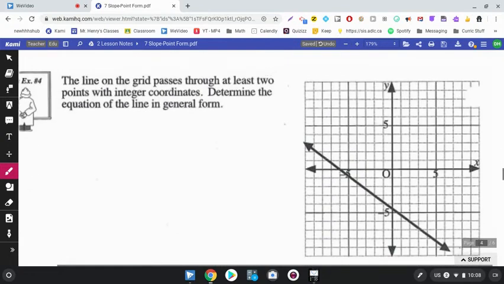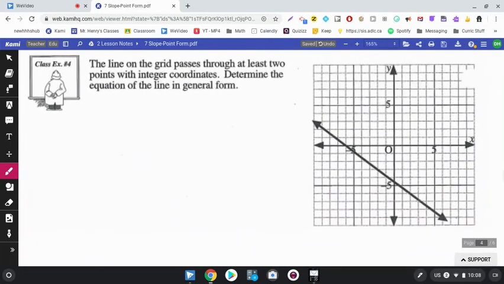Okay, well, let's move on. Here we go. The line on the grid passes through at least 2 points with integer coordinates. Determine the equation of the line in general form. So this is a classic question that we're going to get to now, where I'm just giving you information and telling you to get somewhere, which is to get to general form. I cannot go right to general form. I have to do some work in the middle. I got to figure out some pieces in the middle.